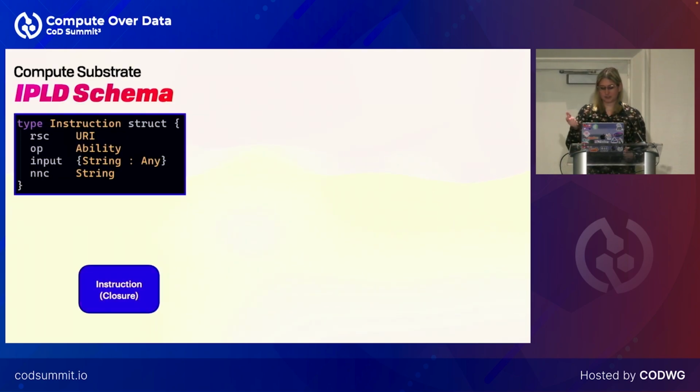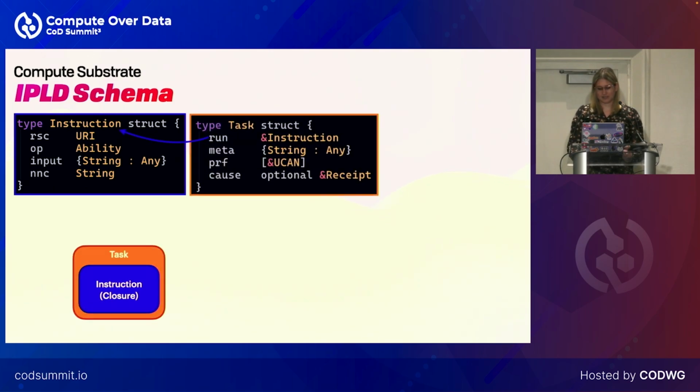Here's the actual schema. An instruction is a resource by its URI, and the operation you want to run on it. So it might be, with this Docker container, run the container with these inputs, and then a nonce to make them unique. A task attaches to that some metadata and the authority, the UCANs, you need to actually run this thing.